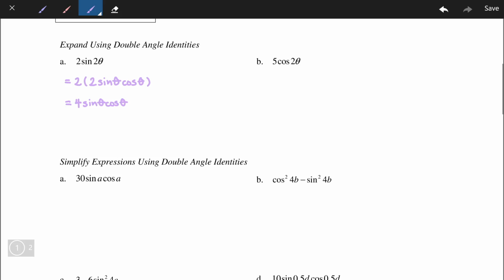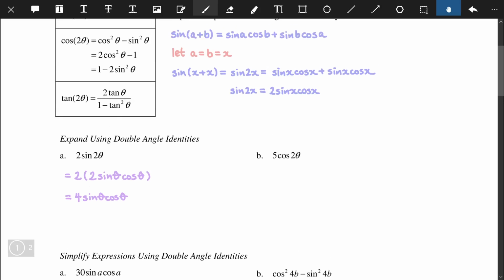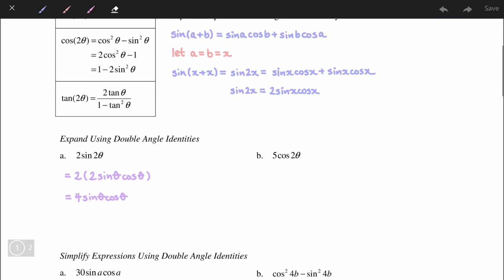Okay, after that we have on the right hand side here 5 cosine 2 theta. Now if we were to look at the table from above, notice that the cosine 2 theta identity, there's 3 different things it could be. So there's no telling which one we're supposed to use in questions such as these. However, as we move into trigonometric proofs, there are some that will work better than others in some situations. So in this example that we have, we can simply choose any of the 3.